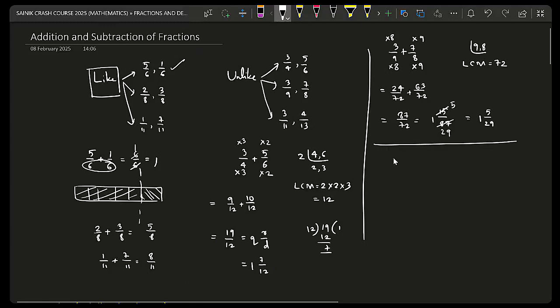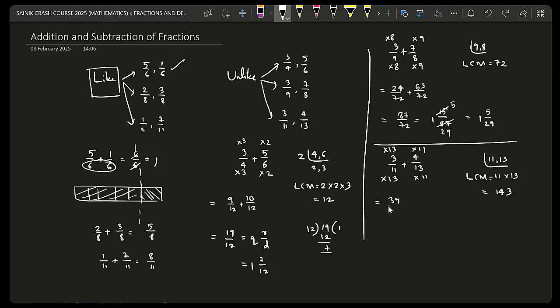And we'll take one more question, that is 3 by 11 plus 4 by 13. Now we want to find the LCM of 11 and 13. Because there are no common factors, we just find their product. So 11 into 13 will be 143. So I want to convert 11 into 143, multiply by 13, 13, multiply by 11, 11. So 13 3s are 39 by 143, plus 4 into 11 is 44 by 143. Now you can add the like fractions. So what are you getting? That is 83 by 143. So this is the simplest form.